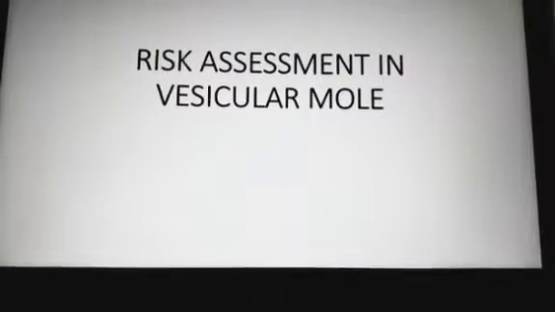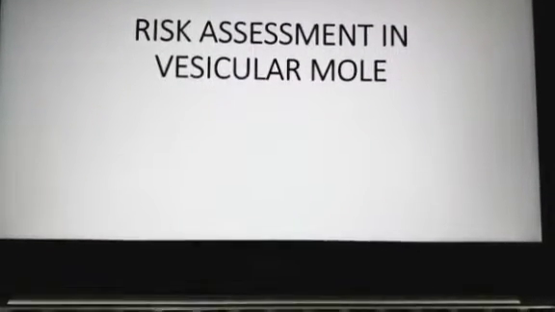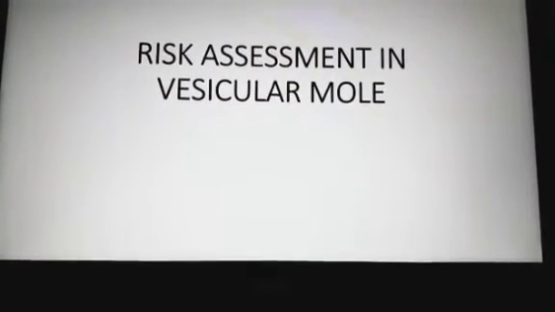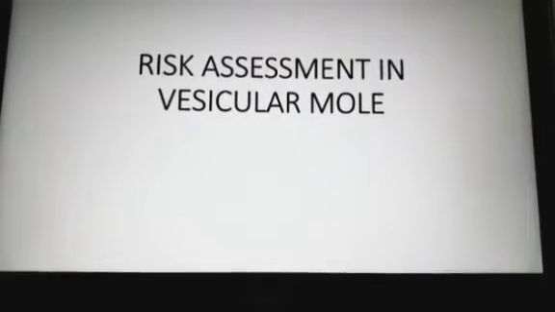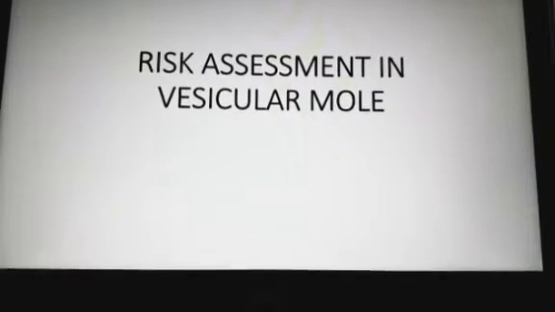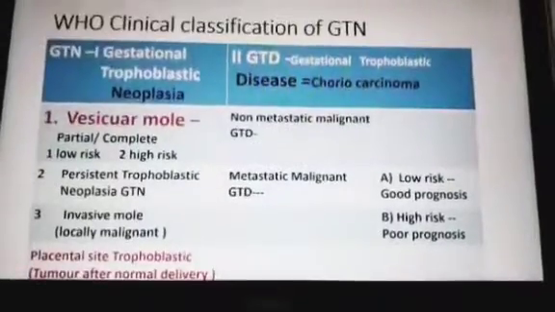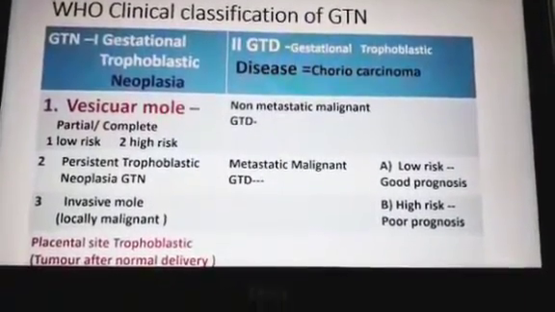Hello everyone, let us learn the viva on vesicular mole. Risk assessment in vesicular mole. To understand the risk in vesicular mole, we should know the WHO clinical classification of GTN.